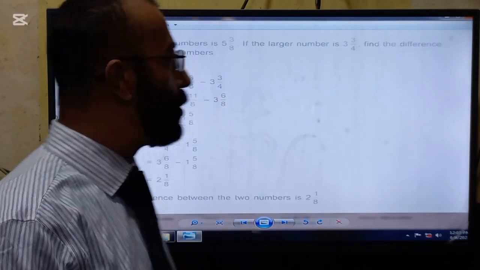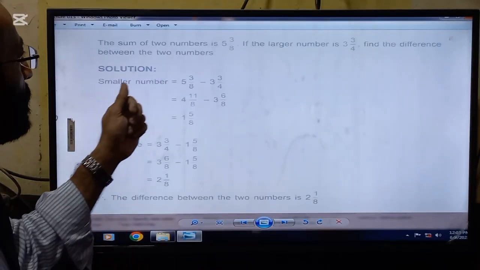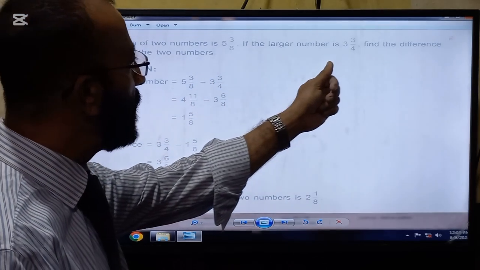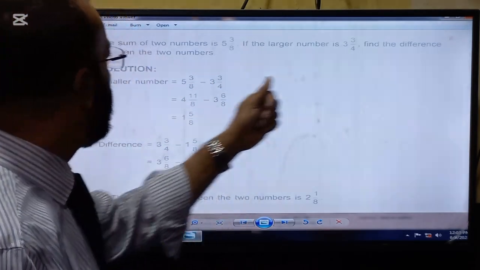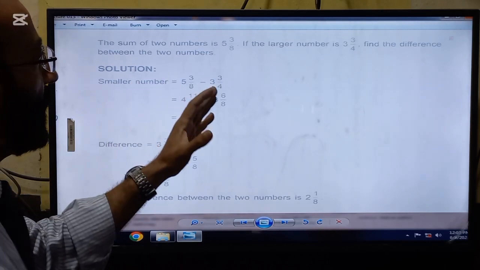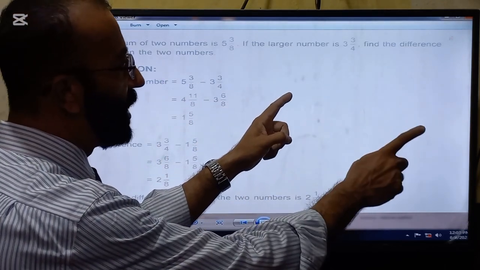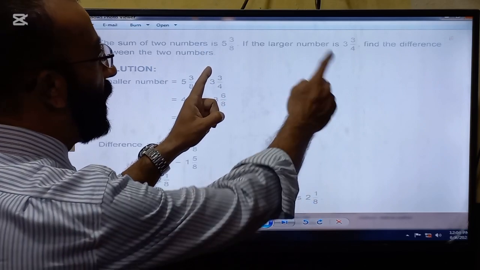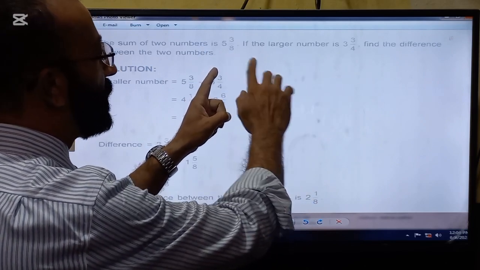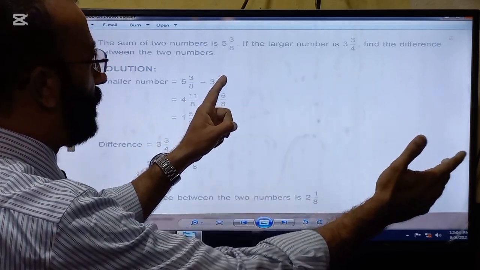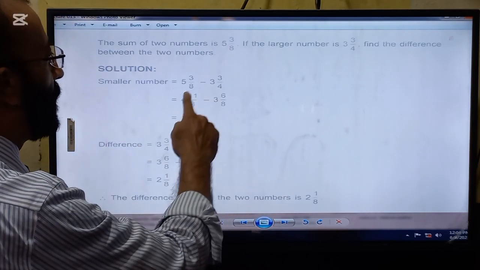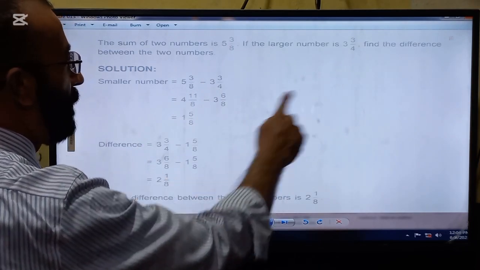Here is another question. The statement is the sum of the two numbers is 5 whole number 3 by 8. If the larger number is 3 whole number 3 by 4, find the difference between the two numbers. So it means the larger number is given, the smaller number is not given, but the sum of the numbers is given. So we will subtract the larger number from the sum of the numbers. So we will get the smaller number. So first we are going to find the smaller number. So 5 whole number 3 by 8 minus 3 whole number 3 by 4.